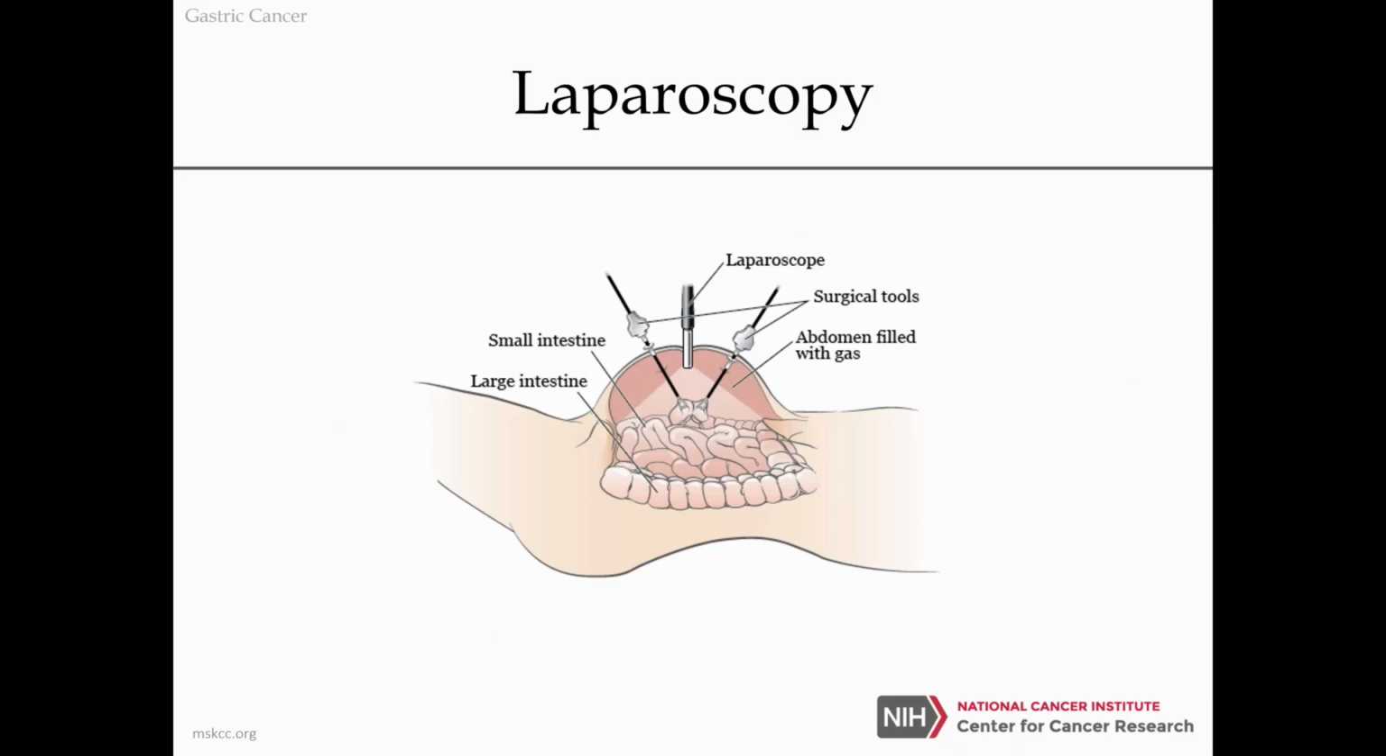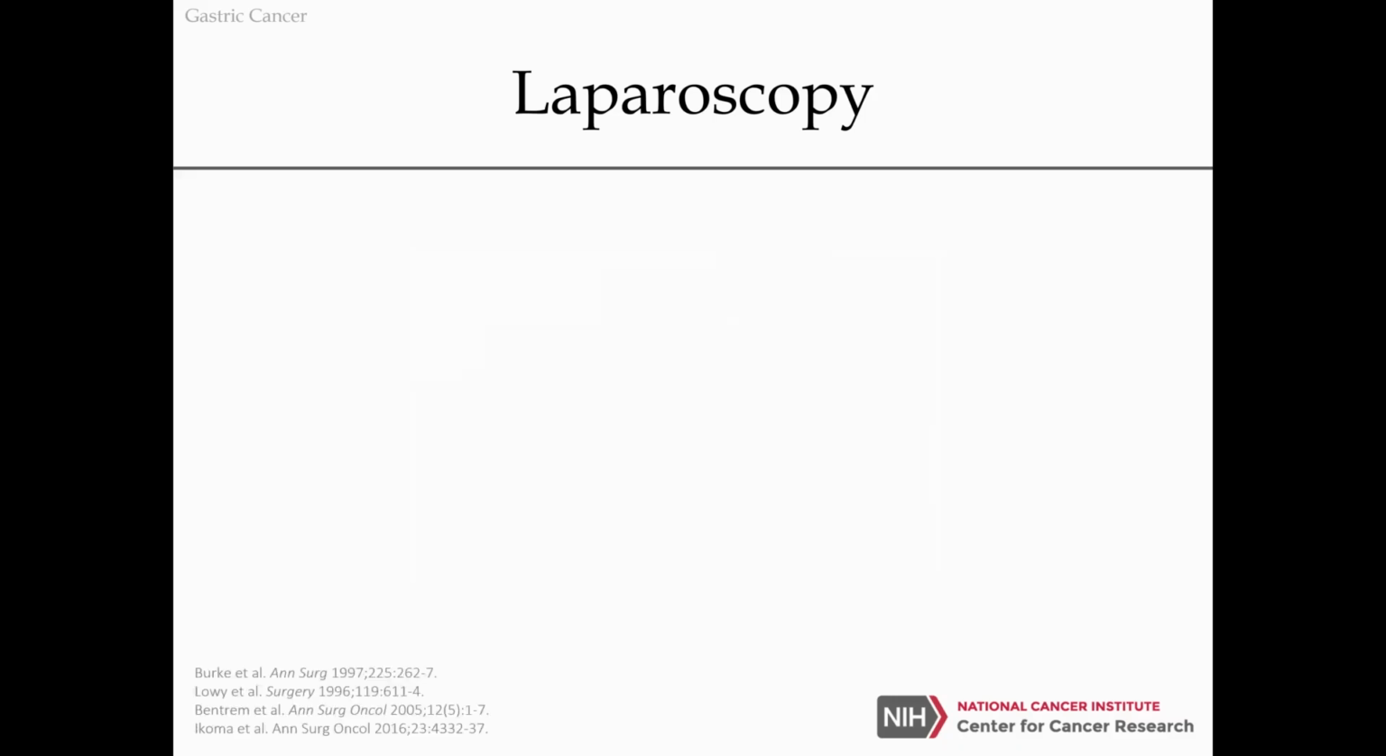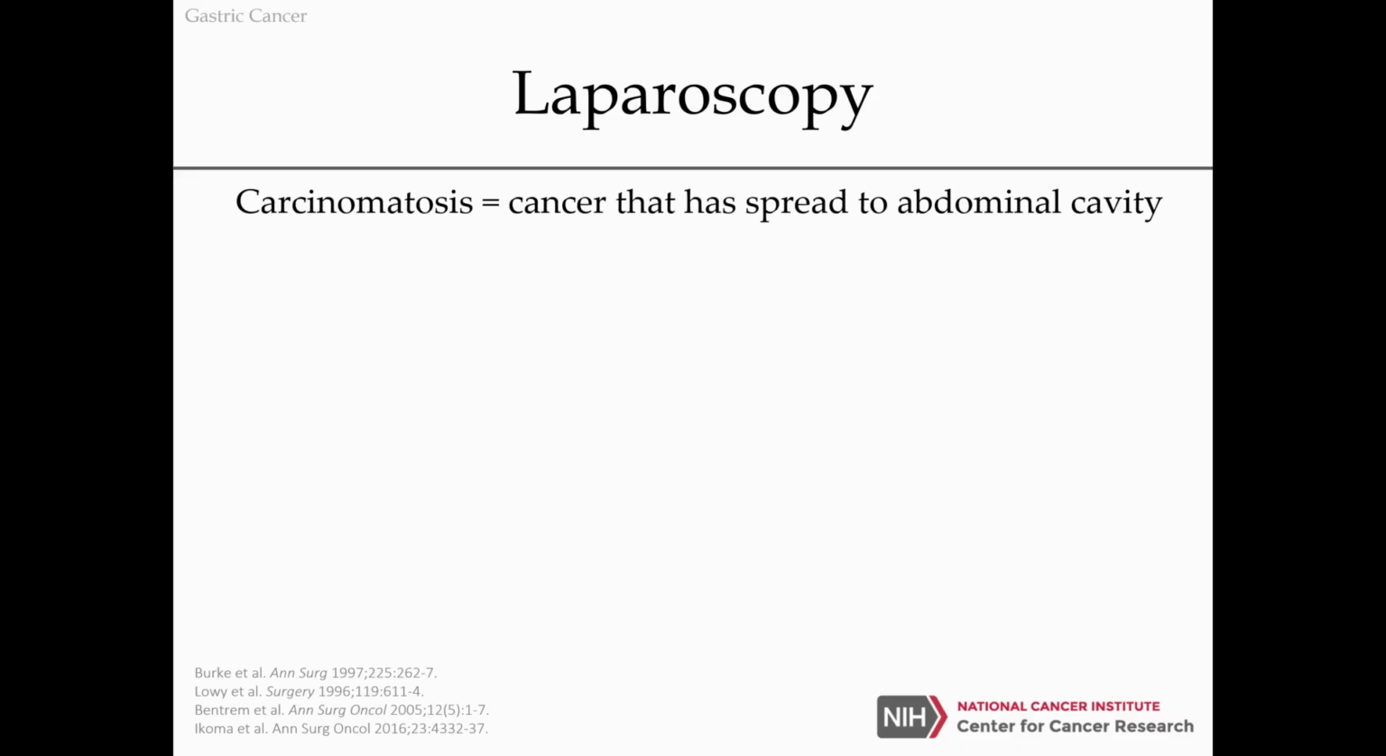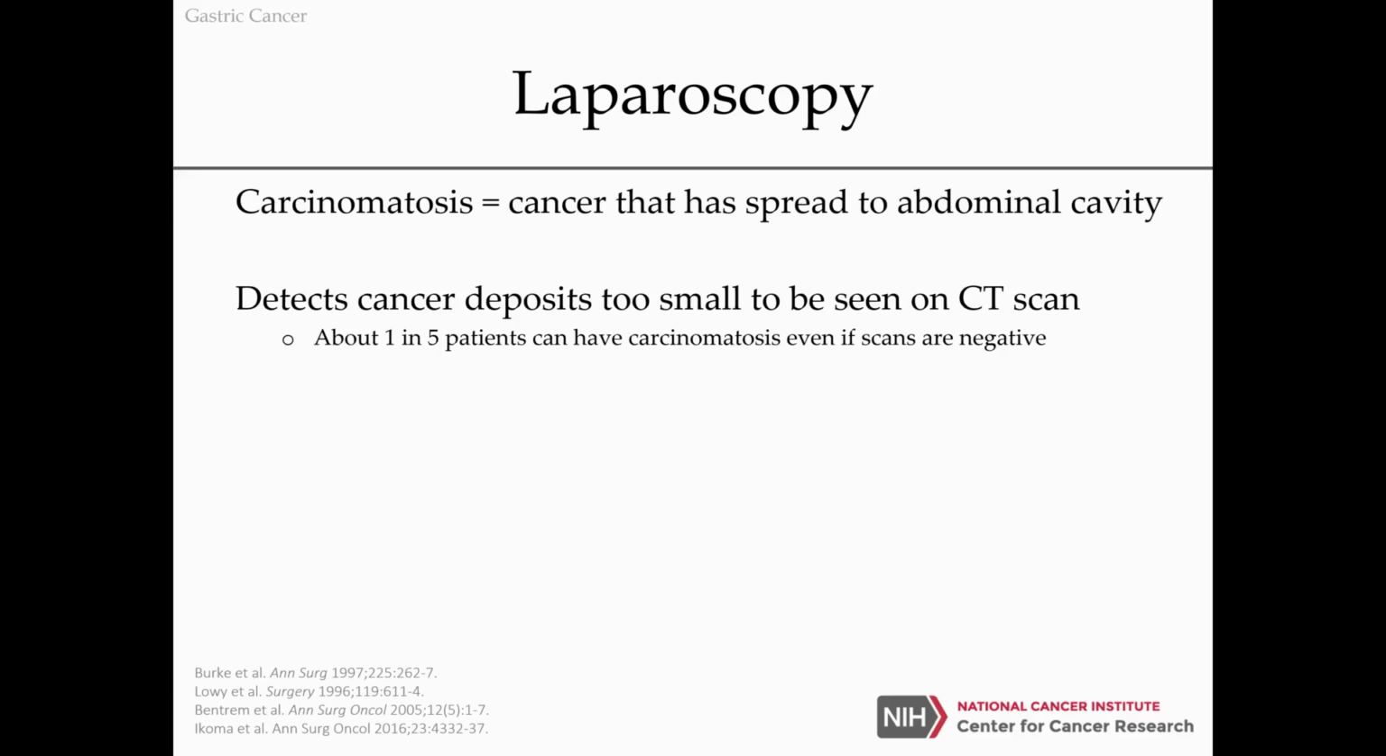And that's laparoscopy. So laparoscopy is basically when we put instruments into the abdomen after we fill the abdominal cavity with gas, basically to blow it up so that we have room to work inside the belly. So what's the role of laparoscopy? Well, really the role is to look for something called carcinomatosis, and this is cancer that has spread to the abdominal cavity. Now, laparoscopy in stomach cancer is able to detect cancer deposits that are too small to be seen on a CT scan. So basically a CT scan may be done and it may be negative, but about 1 in 5 patients with stomach cancer may have carcinomatosis even when their CT or PET scans are negative.